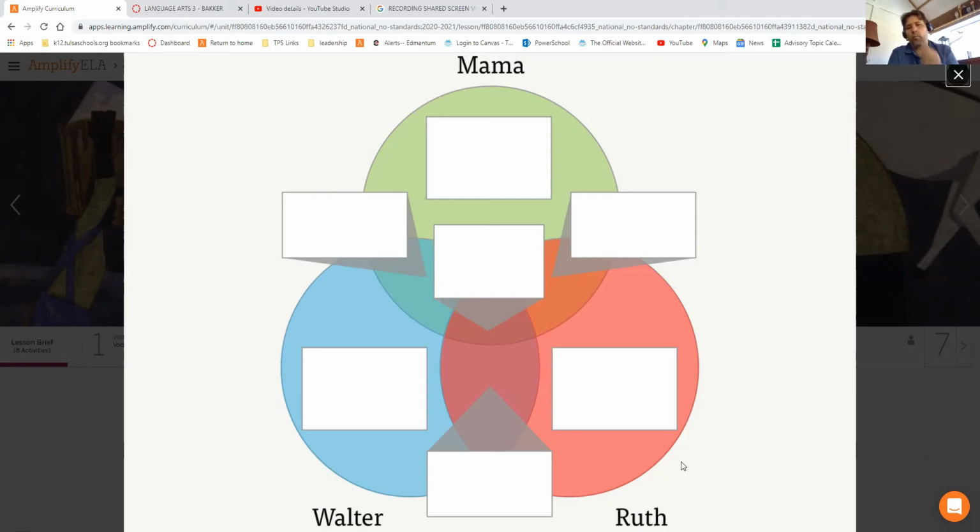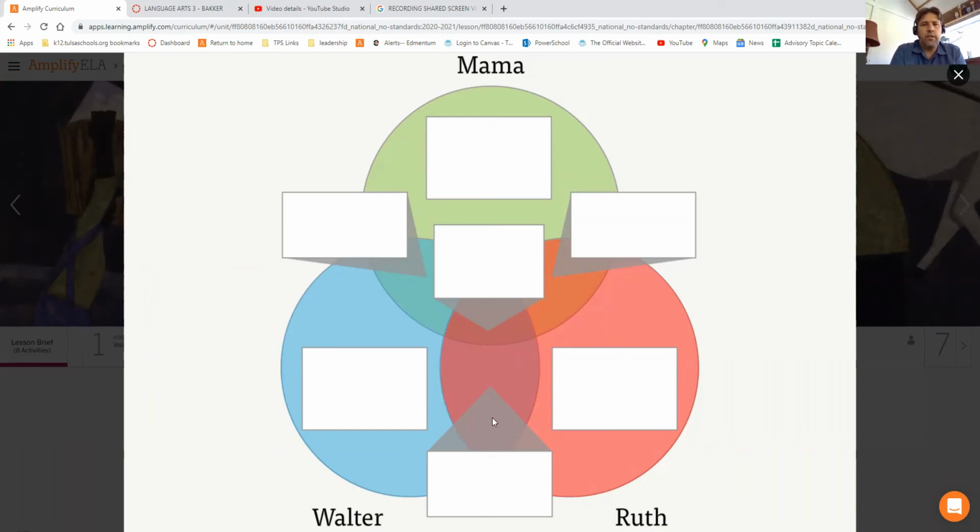Now, it does get a little bit more complicated. Ideally, you generally have 2 to 3 circles in a Venn diagram. So the way that this one works is if you look at the red circle, the pinkish circle right here, this is Ruth. What does she want, okay? That's going to go in this box here in the middle. What would Walter and Ruth want? That's what's going to go in this box over here.